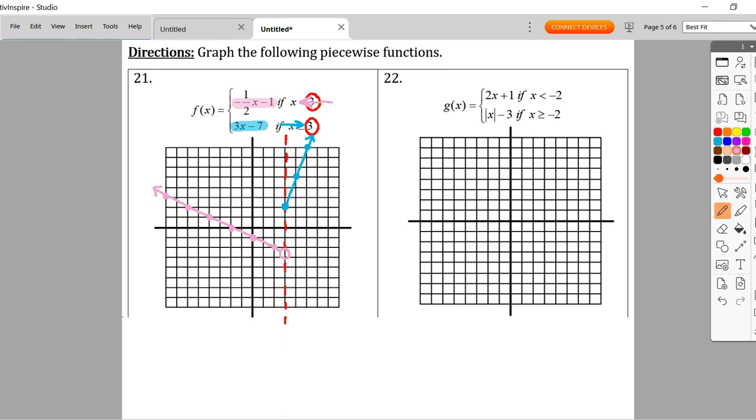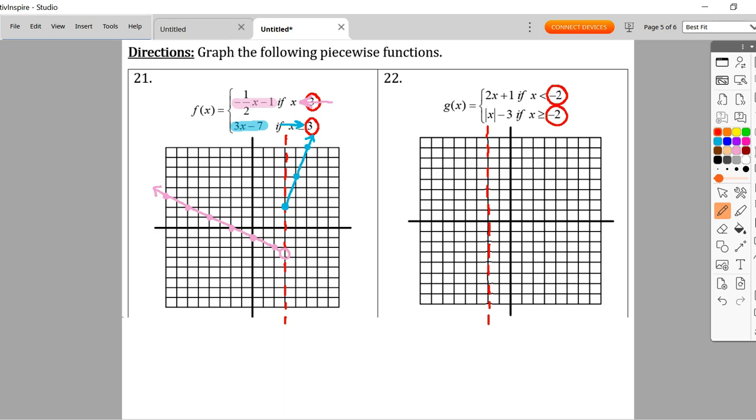Next one, number 22, is going to be g of x equaling the piecewise function of 2x plus 1 if x is less than -2, as well as g of x equaling the absolute value of x subtracted by 3 if x is greater than or equal to -2. So both have the -2 stated in that inequality restricted domain statement. So that's going to be where my vertical asymptote places.